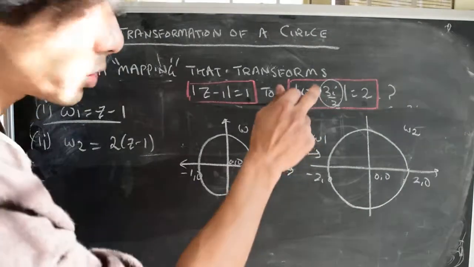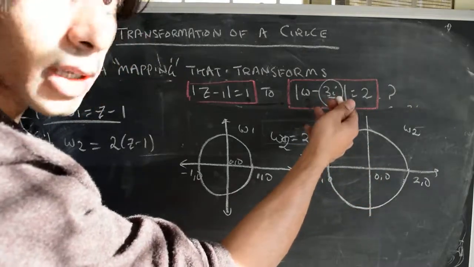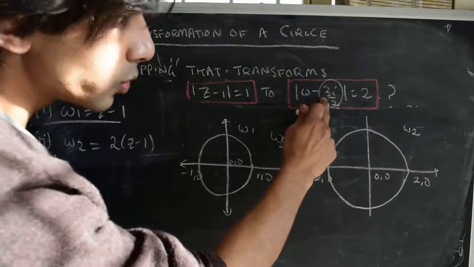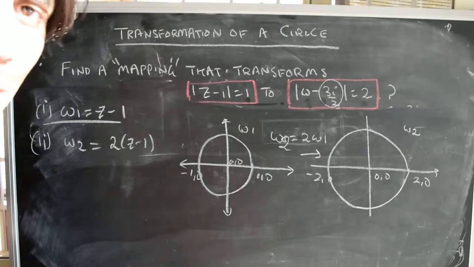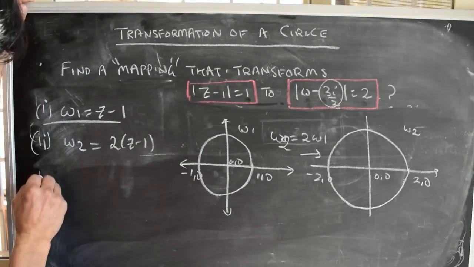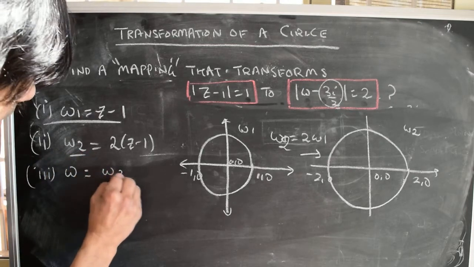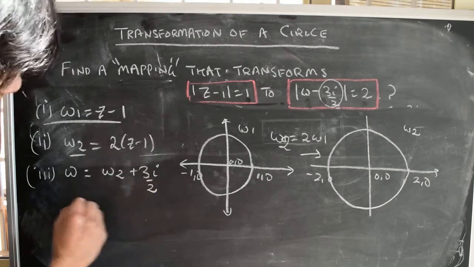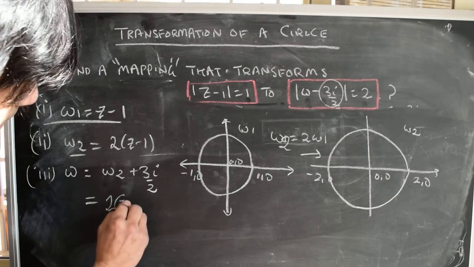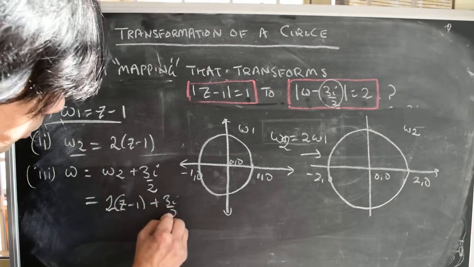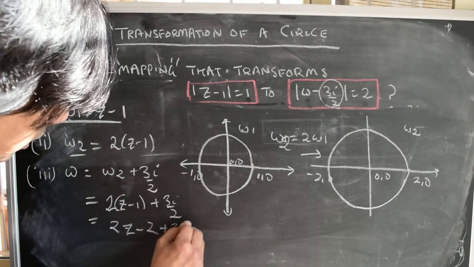Now all we need to do to achieve this circle is, we already have a circle that has radius 2 units. All we want now is that the center of the circle should be at 3i by 2. And so we need to shift this up. We need to take the circle and shift it up by 3 by 2 units. And that again involves a simple translation along the imaginary direction. So a final mapping W will be W2 plus 3i divided by 2. Since W2 is 2 times z minus 1, the overall effect of the mapping is 2 times z minus 1 plus 3i over 2, and this gives us 2z minus 2 plus 3i divided by 2.